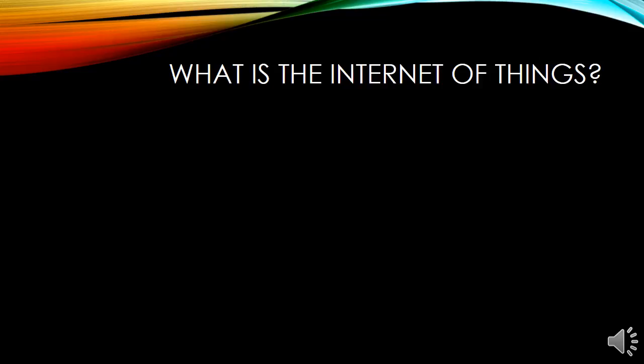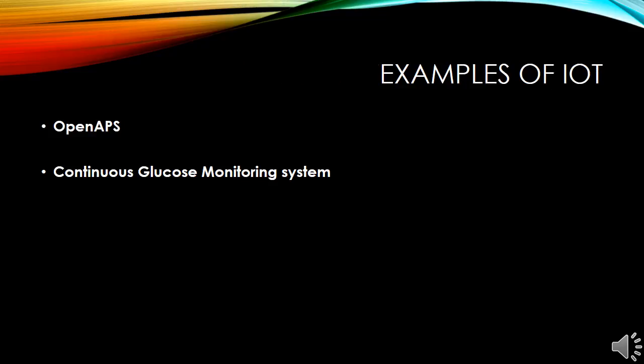Now, the Internet of Things is used in technologies such as smart grids, virtual power plants, smart homes, intelligent transportation, and smart cities. A great example of Internet of Things is OpenAPS, which is the Open Artificial Pancreas System.